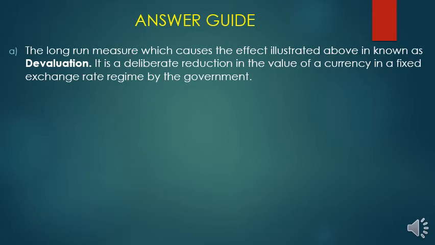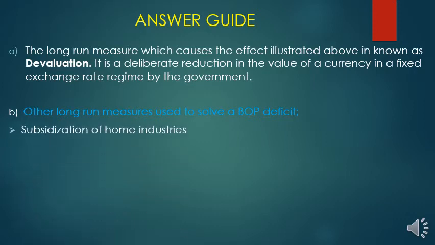So that is a long-run measure that causes the J-curve effect. That causes the balance of payment to start by falling before it increases. We'll be seeing that subsequently in the other part of the questions. Now this B says other long-run measures used to solve a BOP deficit include other measures. We talk about what? Subsidization of home industries.